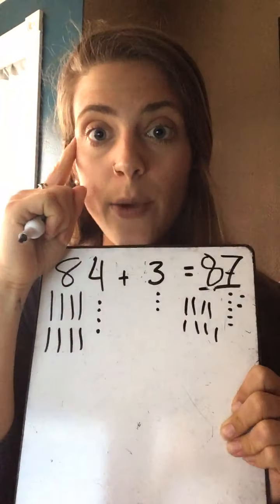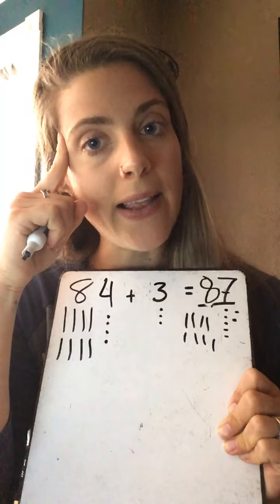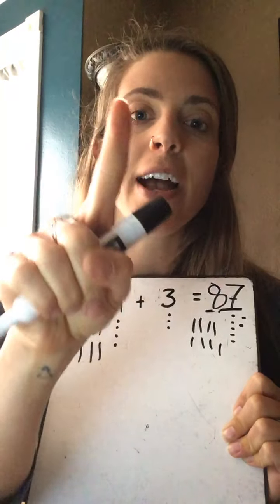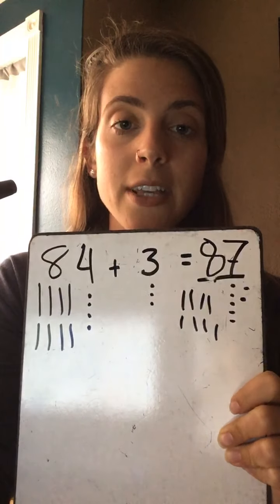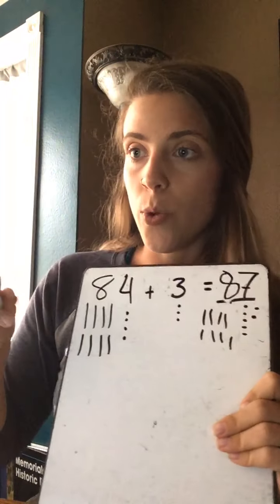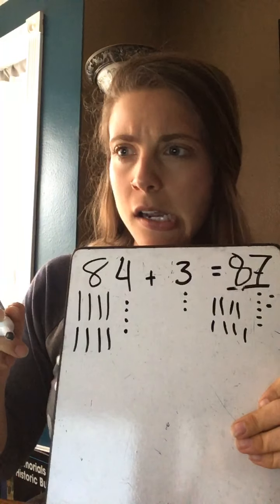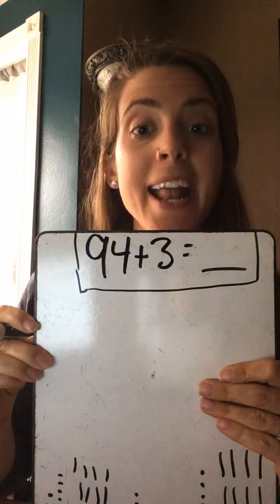Or we could count on, we can practice that. Put 84 in your head. And let's add 3 more. 84, 85, 86, 87. Okay, so 2 good ways we can solve this. Let's solve one more challenging one. We're going to make this... Oh, wait a minute. There's our challenge problem.